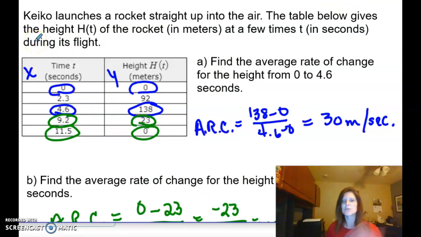Let's take a look at a more physics type example. So we have Kiko launching a rocket and calculating its height at various times. So the time and the height. Usually, like I said, we're going to make time our x coordinate and the height then would be my y coordinate. If we want to find the average rate of change for the height from 0 to 4.6 seconds, well, here's the 0, here's the 4.6. Again, it's basically just calculate the slope and simplify. In this case, the top numbers are the height, which is in meters, so 30 meters, and the bottom numbers are the time, so 30 meters per second.